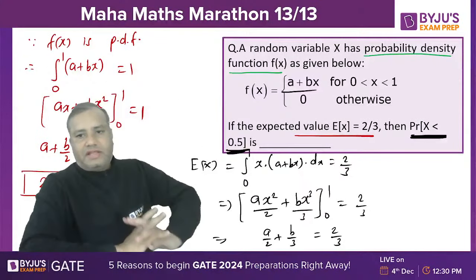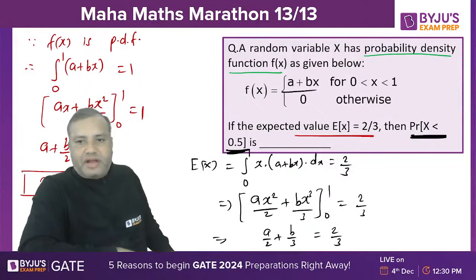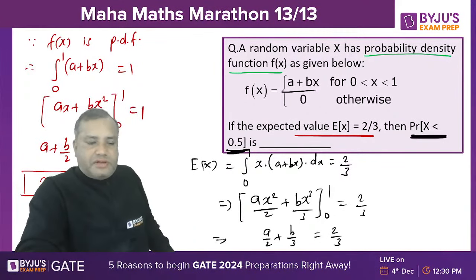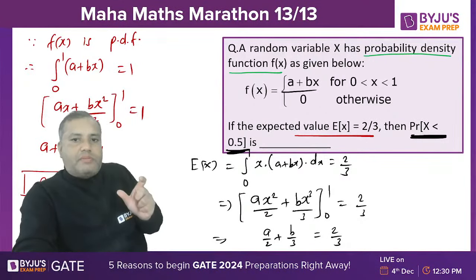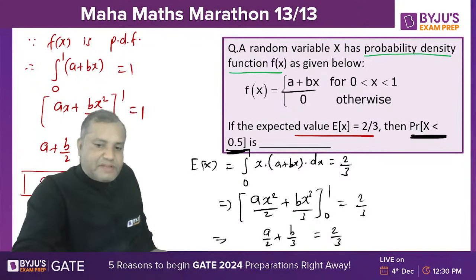No, we can't go like that because it is not given as uniformly distributed, right? For uniform distribution, in the interval a comma b, f of x is 1 upon b minus a. This is a plus bx, okay? That is different.